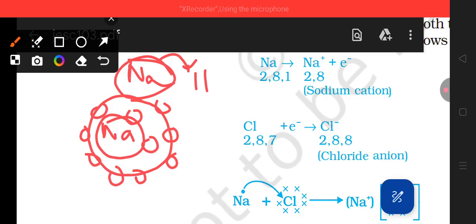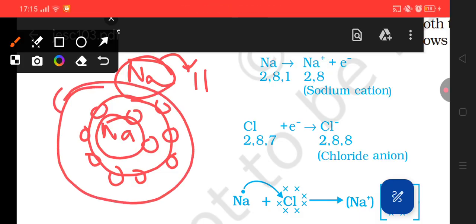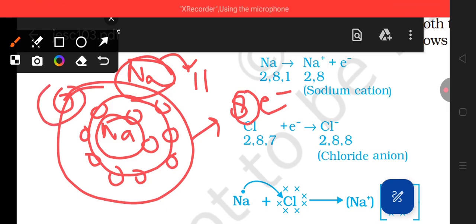Okay, and in the outermost shell still 1 electron is left. Now because of this 1 electron, the sodium cannot become stable, because what's the condition? That the outermost shell should have 8 electrons. But it has only 1 electron. So what can sodium do? Sodium has two chances. Either sodium could take 7 electrons from somebody and become a stable atom, because 7 plus 1 would become 8. Or what else can sodium do?